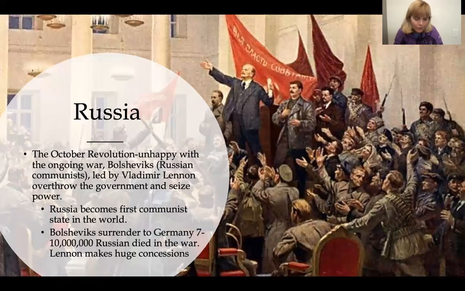So the Bolsheviks are unhappy with the war. They don't think we should have ever even gotten into World War I in the first place. But Lenin was actually kicked out of Russia. Even though he was the leader of this communist party, he was expelled from Russia. But that all changes in 1917, right as this provisional government is going to change.